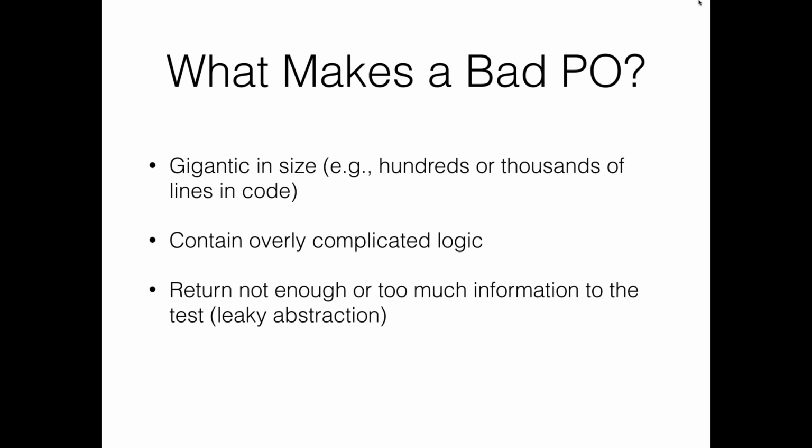The other thing with a bad page object is it may not return enough information, or it might return too much information back to the test. It'd be a leaky abstraction if there's not enough information for the test to perform its job, or if you're exposing too much information from the page object, which can lead to tight coupling to the actual application you're testing, which we're trying to avoid. We want that sweet spot of just the right amount of information being returned. So if the test breaks due to the page changing, we just have to update one thing really quickly in the page object and everything starts working again.